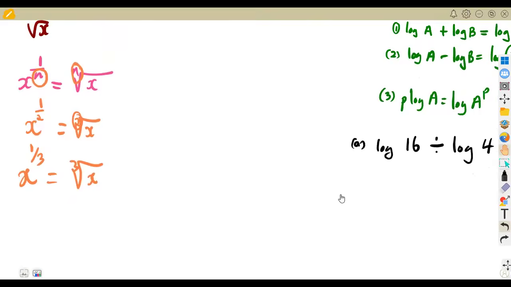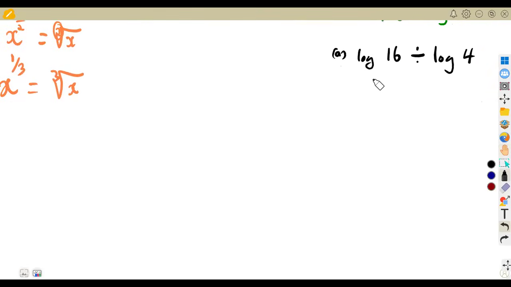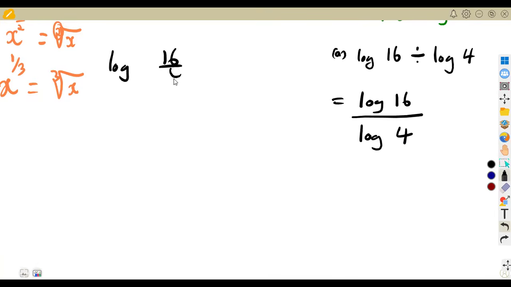The first way is that you could simply write this normally as a division, which is equal to the logarithm of 16 over the logarithm of 4, not the logarithm of 16 over 4 like this.